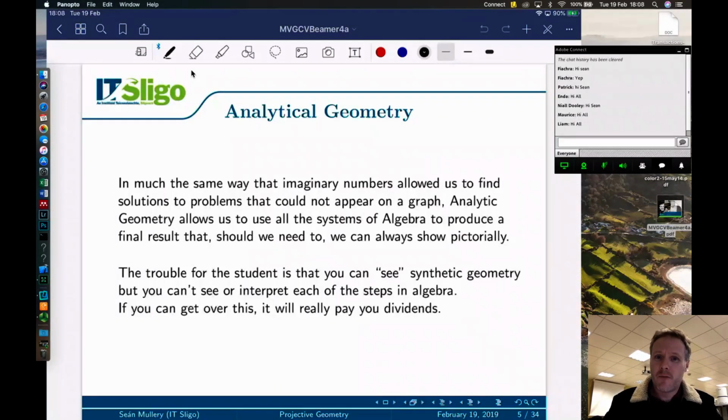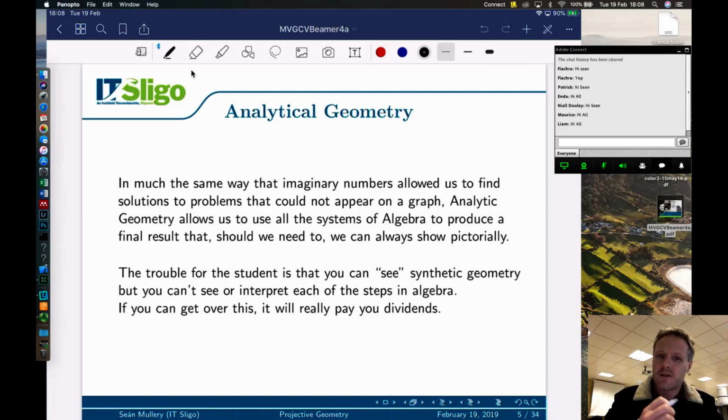So in much the same way that imaginary numbers allowed us to find solutions to problems that couldn't appear on the graph. Now, I do know you can graph imaginary numbers on a Cartesian plane and so on, but I'm referring to when you used to solve those quadratic equations and you'd be looking for the roots of the equation, which were the points where it would cross the zero or cross the x-axis. And you then had one of these quadratic equations that didn't cross the x-axis, and therefore you had imaginary numbers as a result of that. They didn't appear on the graph, but nonetheless they were useful in mathematics in order to solve something. So it's very much the same here.